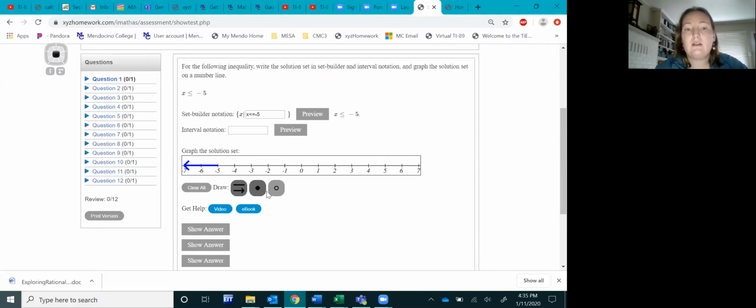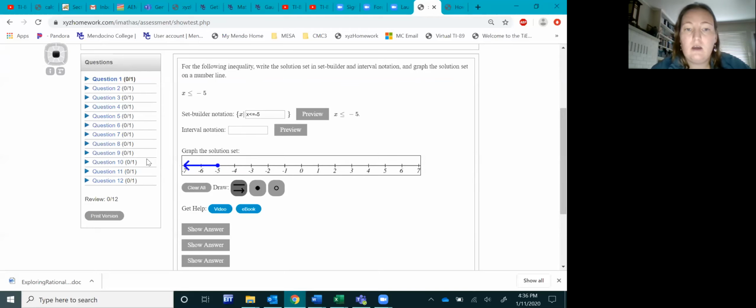So they go like that. But you need to have the dot to include the -5. You can't just butt up to it. So again, -5, hold down, and then let up once you see the arrows.